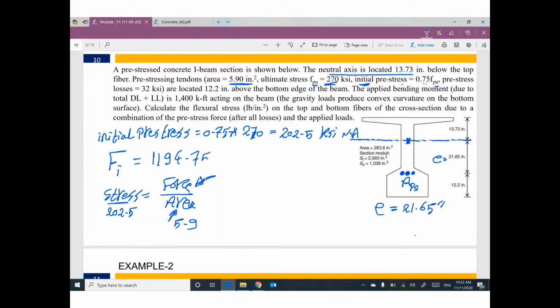1194.75 kip. The initial pre-stressing force equals 1194.75. How can I get them? The problem gave me the initial pre-stress, 0.75 f_pu. What is the value of f_pu? 270. So 270 times 0.75, I can figure out the initial stress. This stress times the area of the tendons, I can figure out the force, the initial force.